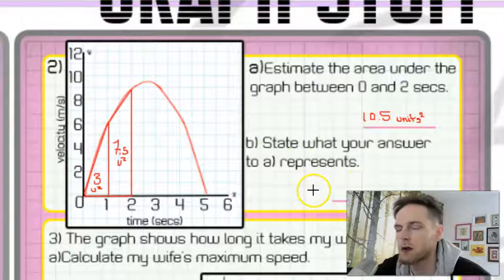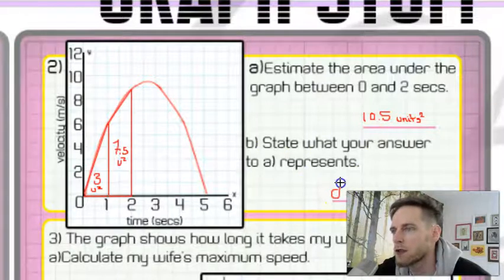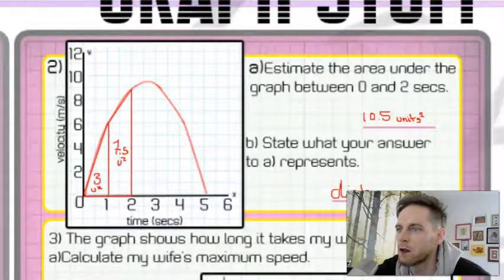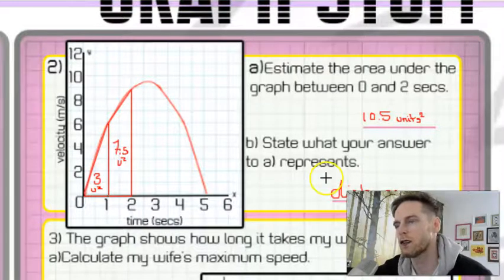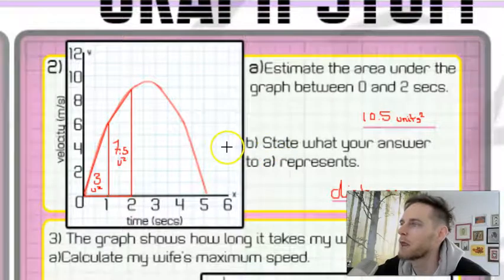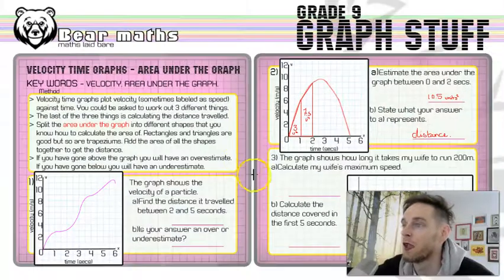Okay, now state what your answer to A represents. What we should know now is, because what I've taught you, is it represents the distance travelled. I'm just going to write the word distance, but you should really write travelled as well. There we go, nicely joined up writing with my lovely mouse. And that's the second question. Let's have a look at the third question.